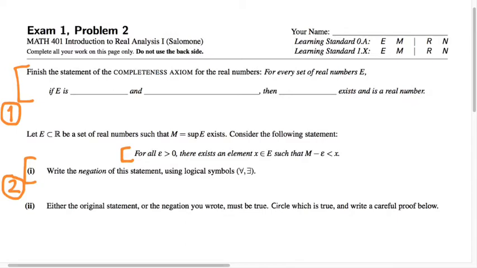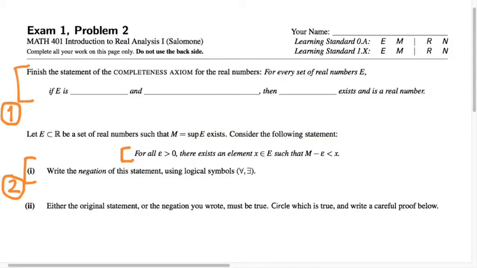And then part 2 of this problem actually asks you to do two things. It says either this statement here or this statement that you wrote here, because one is the negation of the other. That means that exactly one of those two statements is a true statement. This is a principle of basic logic: if I write down a statement and its negation, exactly one of those two statements will be true and the other one will be false.